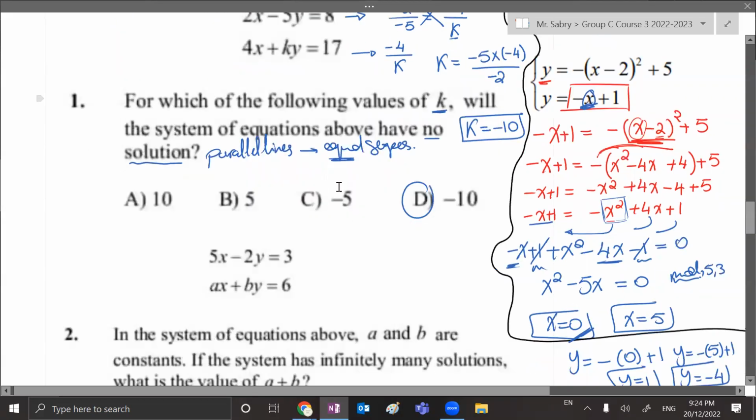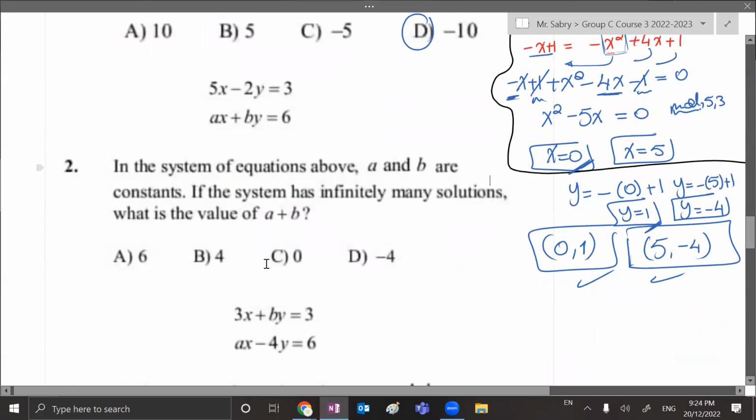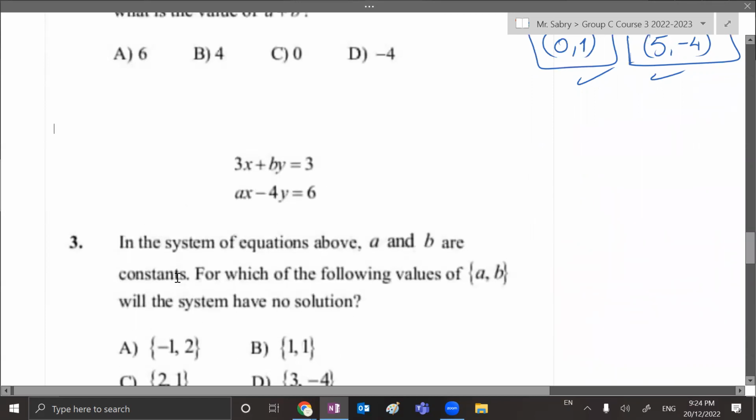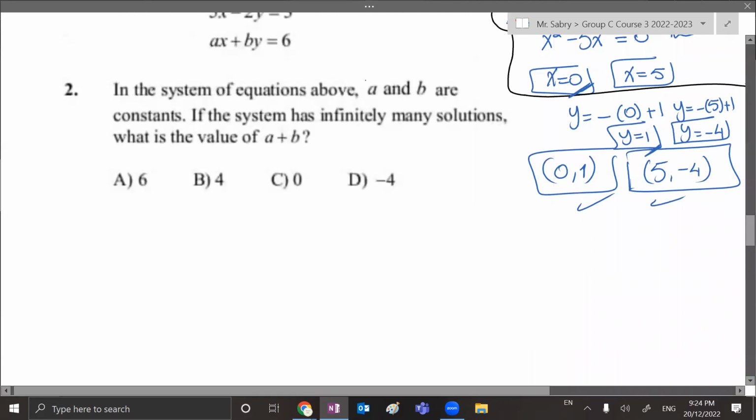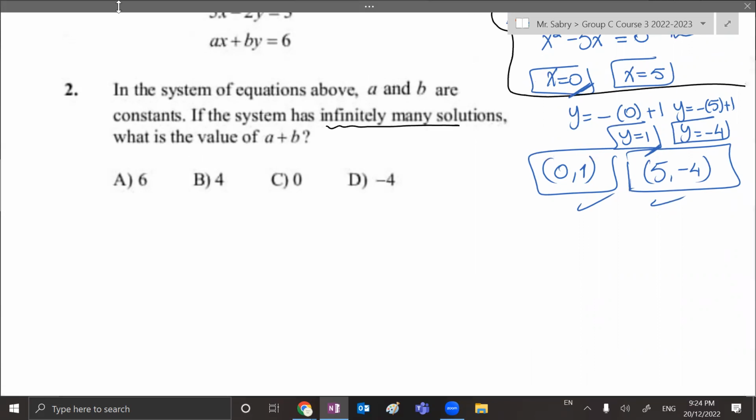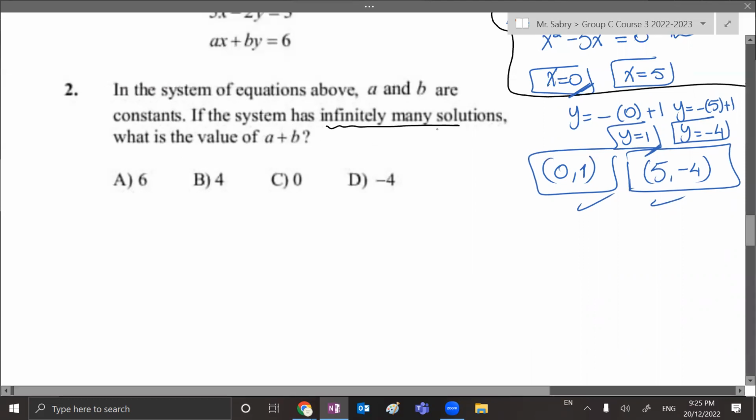ماشي. تعالوا نتشيك number 2. في number 2, in the system of equations above, A and B are constants. وقال لي إن this system has infinitely many solutions. برضو I'll start from this word because that's something I know something about. Infinitely many solutions, it means they have the same slope and the same y-intercept.